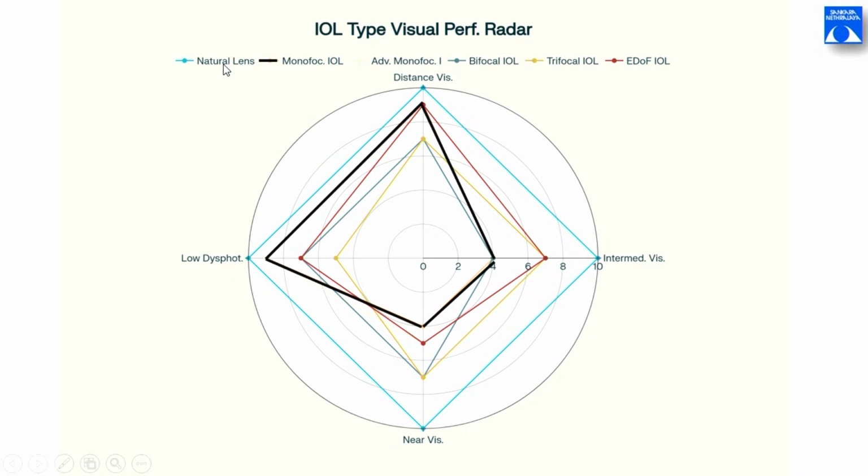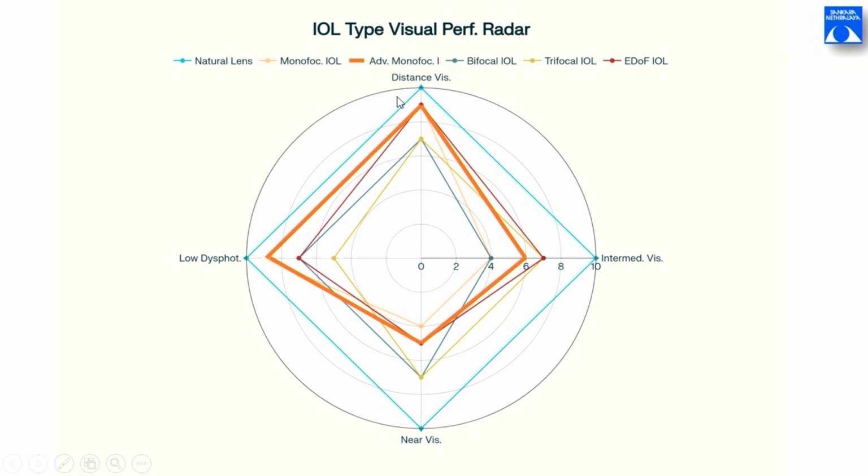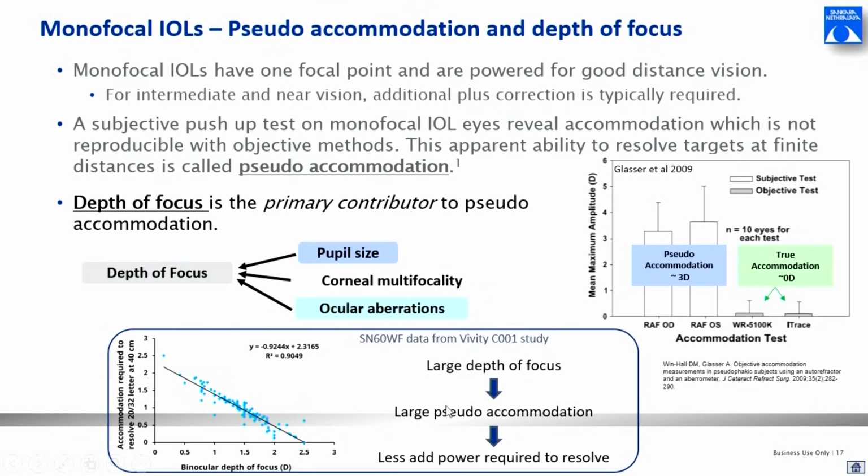Only the natural lens can give that. Whereas if we look at the monofocal IOL, again they do not do well with intermediate and near vision. So if we look at advanced monofocals, they are slightly better than monofocals. They give a little more intermediate vision, but not much near vision.